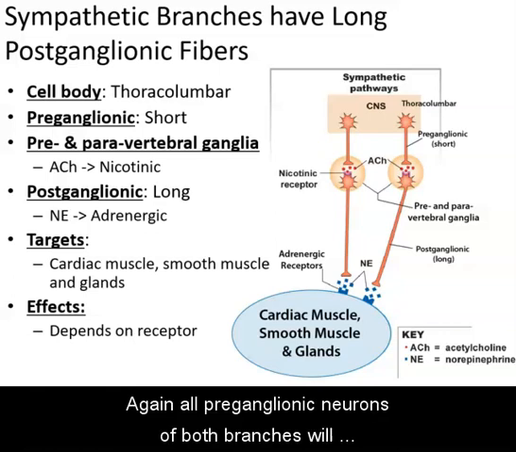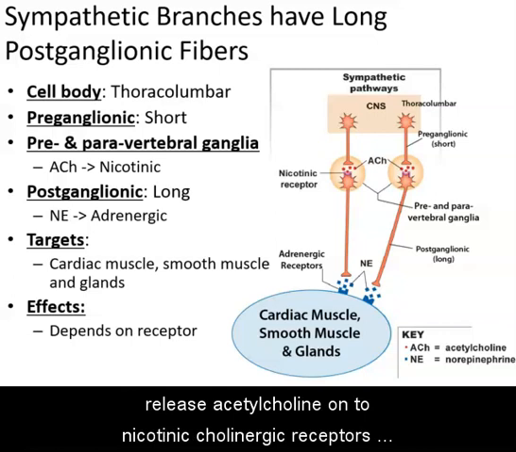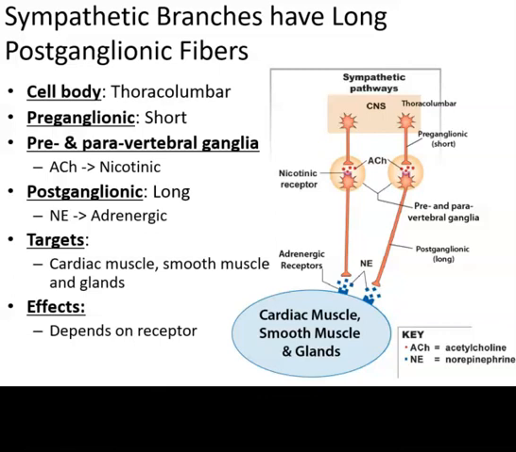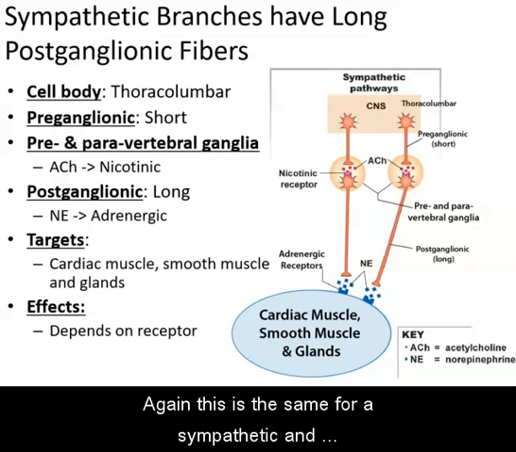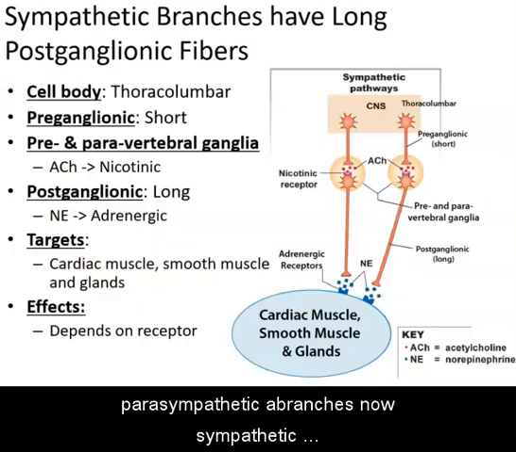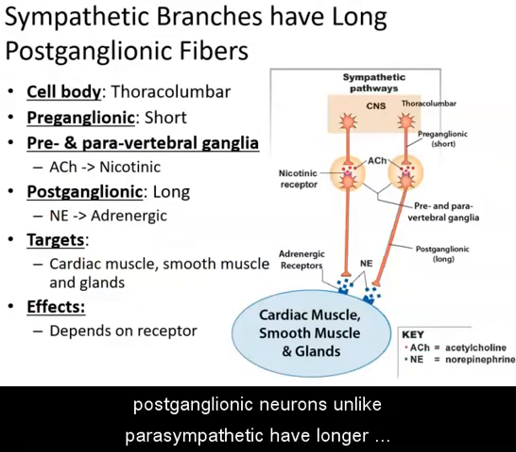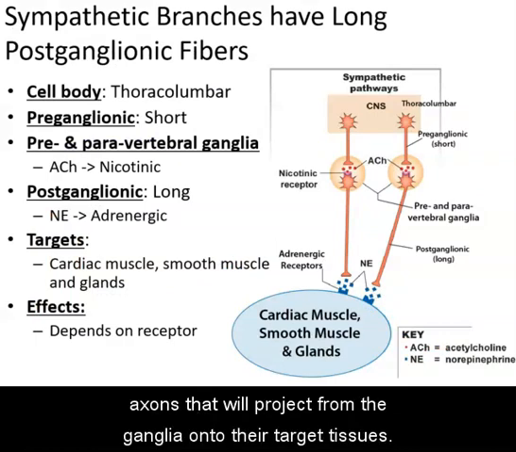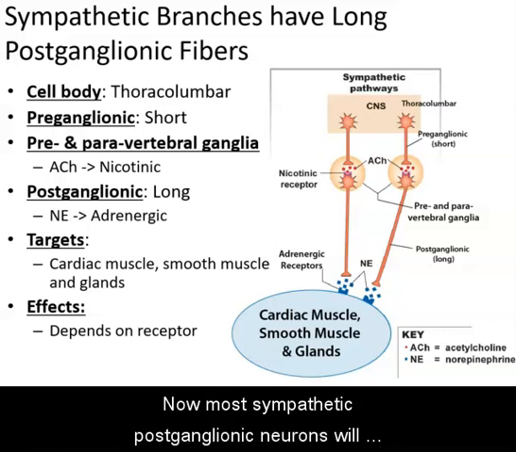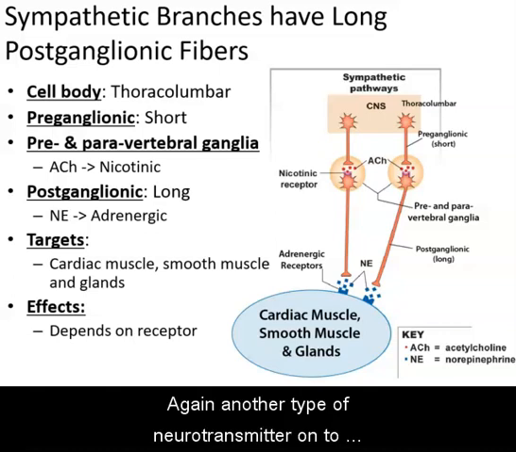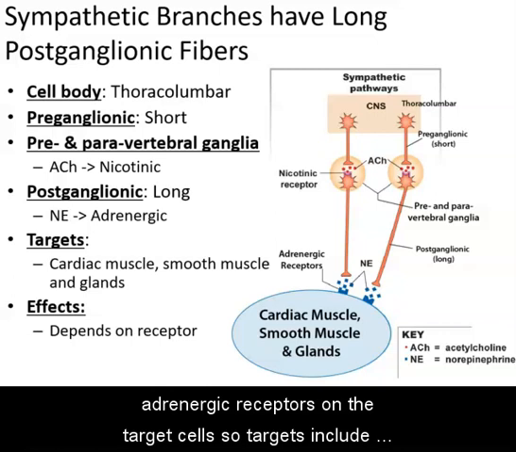Again, all preganglionic neurons of both branches will release acetylcholine onto nicotinic cholinergic receptors on the postganglionic neuron. Again, this is the same for sympathetic and parasympathetic branches. Now, sympathetic postganglionic neurons, unlike parasympathetic, have longer axons that will project from the ganglia onto their target tissues. Now, most sympathetic postganglionic neurons will release norepinephrine, again, another type of neurotransmitter, onto adrenergic receptors on the target cells.